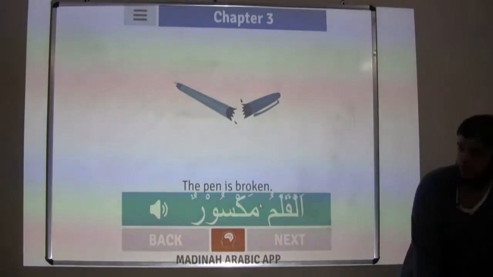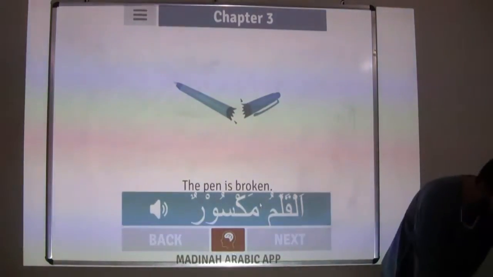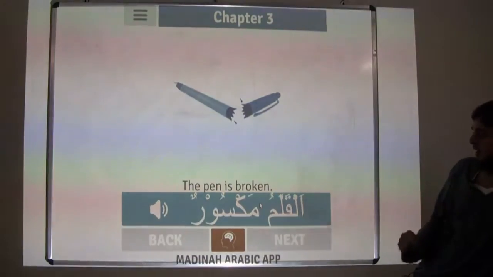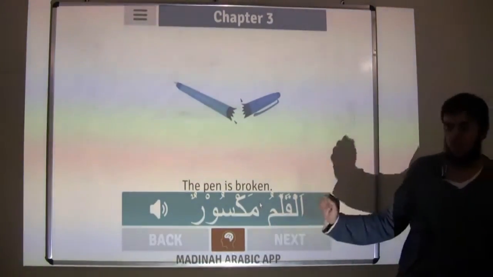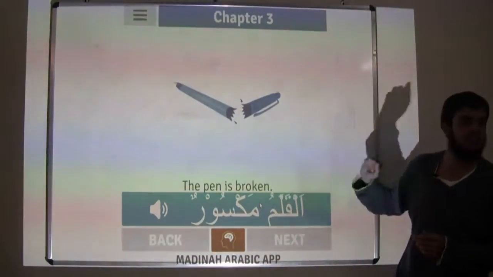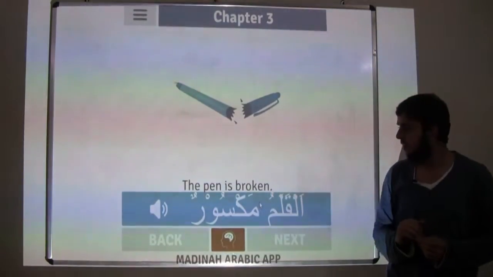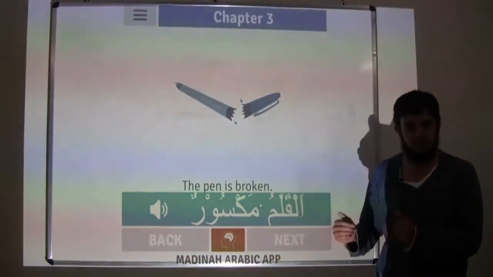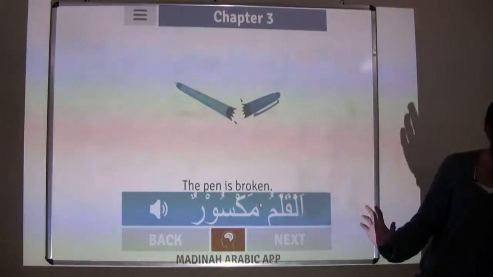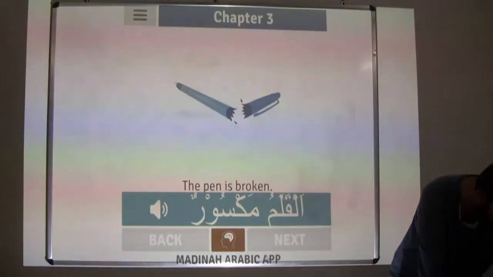Yeah. So now another simple sentence. Okay. Now, what does al-qalamu mean according to this sentence? The pen. Okay. And maksurun, what does it mean? It's broken. Yes, and "is" is understood. So that's how it is translated. Okay, this is like the most simple sentence in Arabic. Al-qalamu maksurun.